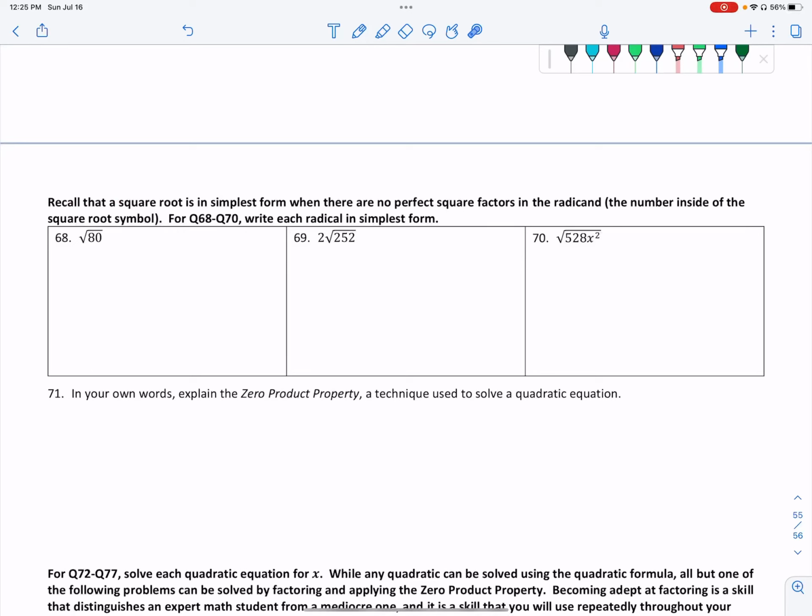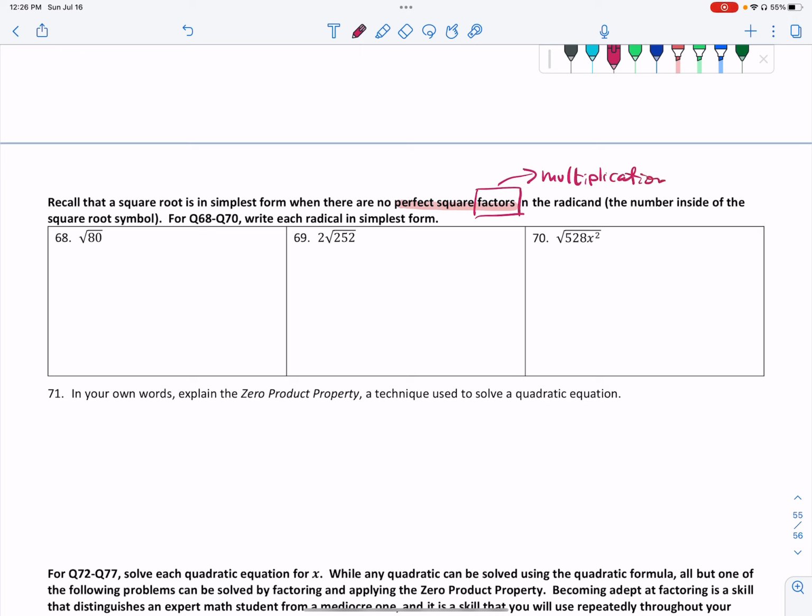Recall that a square root is in simplest form when there are no perfect square factors in the radicand. Radicand is the number that is inside of the square root symbol. For questions 68 through 70, write each of these radicals in simplest form. All right, we're going to start off with perfect square factors. And now, this word factor, always associate that with multiplication.